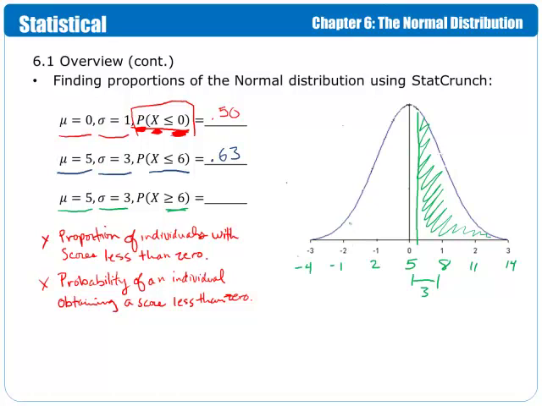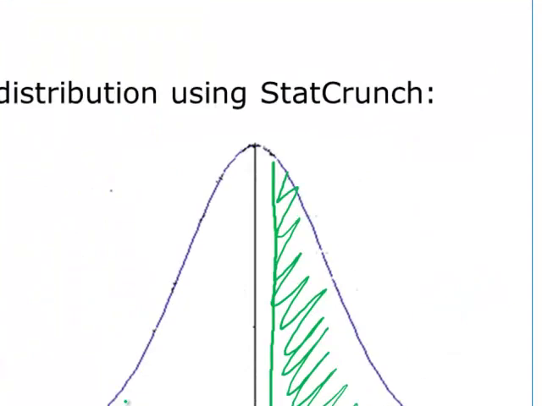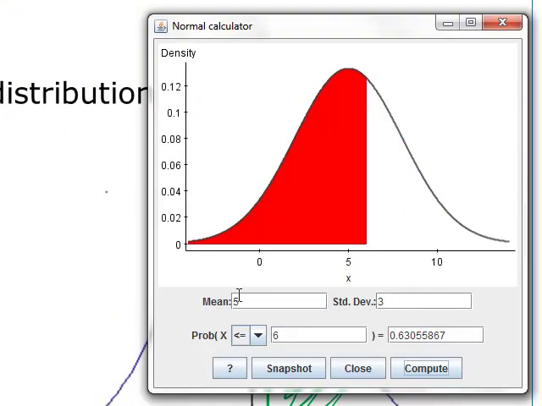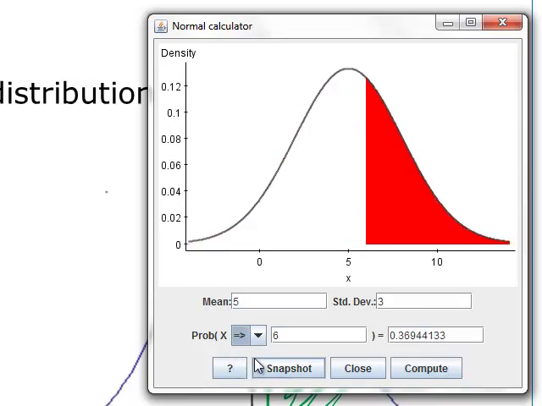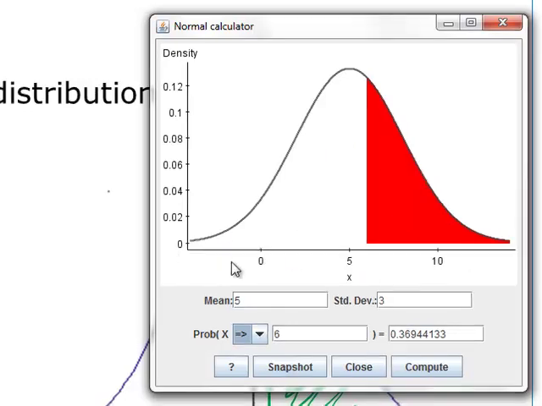So we're looking for values greater than or equal to 6 as opposed to less than or equal to 6. Well, there's a couple of different ways that you can solve this problem. One way is to just use StatCrunch. So again, we have a mean of 5 and a standard deviation of 3, and we have 6 here, but we're looking now at the inequality sign being in the opposite direction. And when we do that, we get an answer of 0.369 or 0.37, which is the area that is shaded to the right of 6 as opposed to what we had before, which was the area shaded to the left.